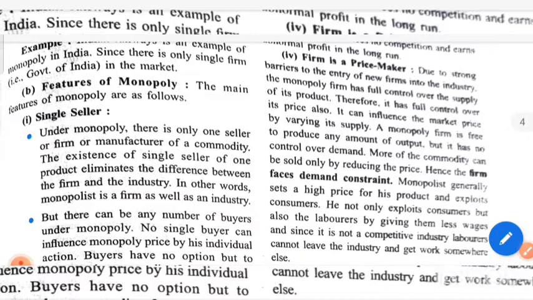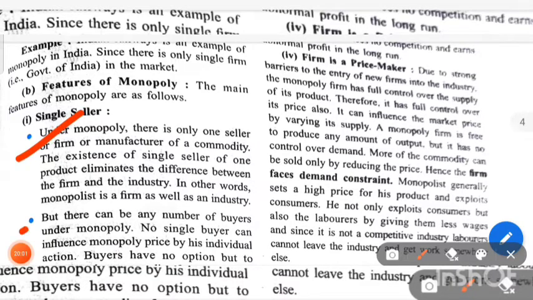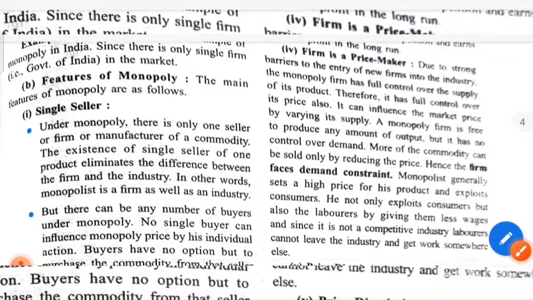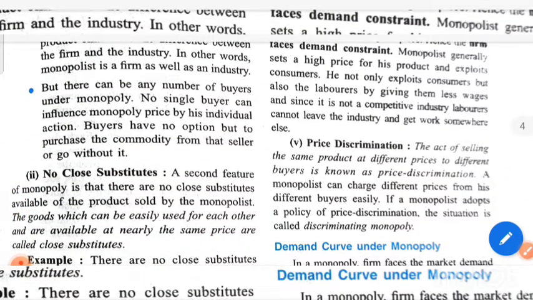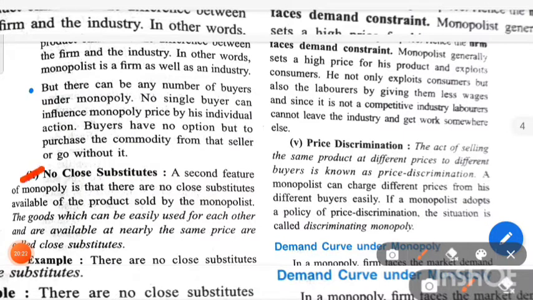Railway, you can take the example of railway. In UP, you can take the example of electricity. Only the government is selling electricity, and we know what the government does. Whatever price they want to charge, we have to pay because we don't have any other option. We can't take electricity from anyone else except the government. So whatever price they want to charge, we have to pay. We have to take the product from them. So this is what single seller means. Then another feature is no close substitute. We don't have any substitute for electricity or railway. Do we have a substitute? For electricity, you can use a solar panel, but what do you do in summer?